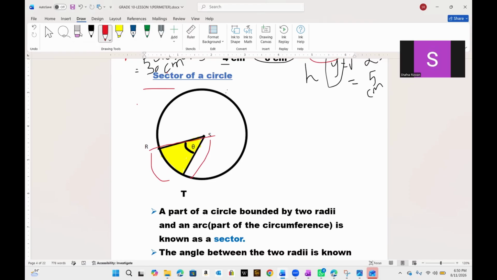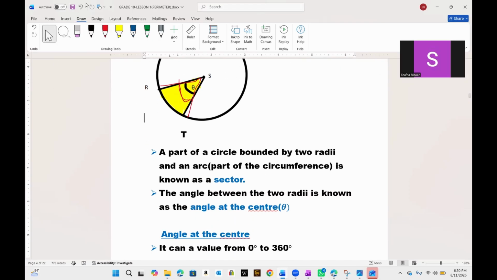Another part is known as the angle at the center. Angle at the center means, see here, between these two radii, one angle is here. This angle is known as the angle at the center. If you have an angle between two radii like this, that angle is called an angle at the center. Or you can even say theta.